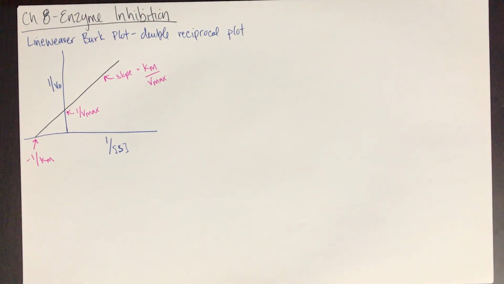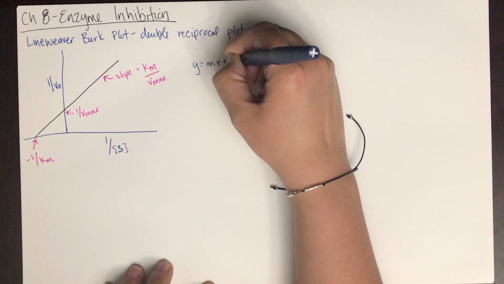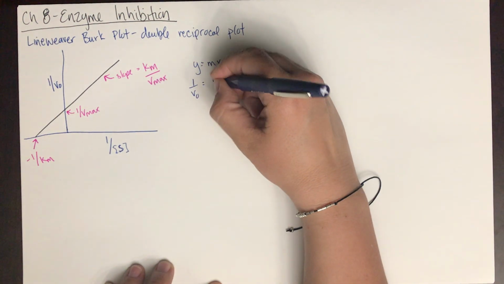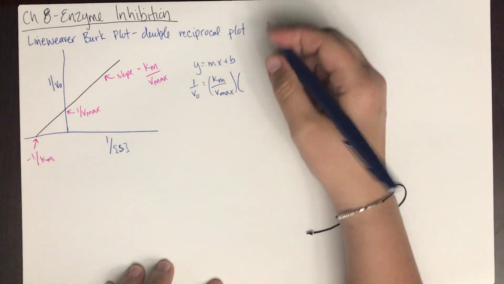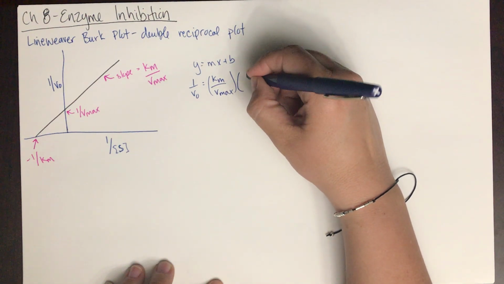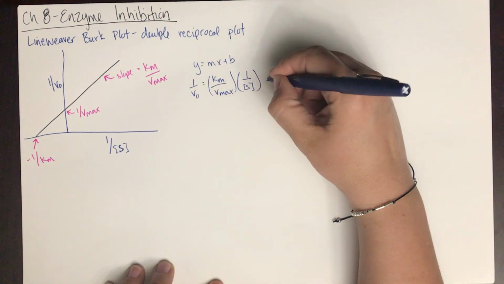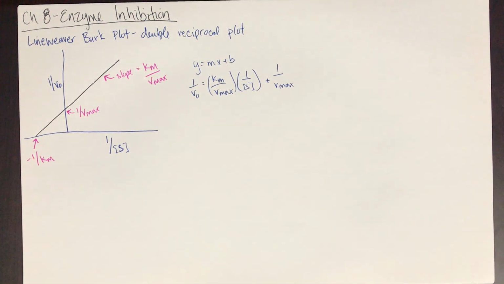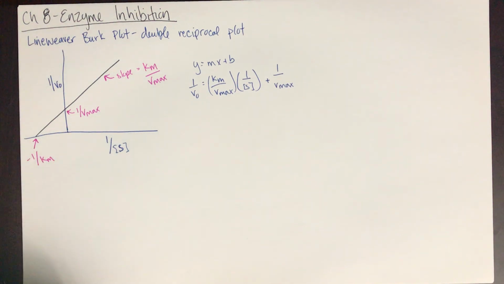So now we've put this in y equals mx plus b form. So if we wrote that, y equals mx plus b, y is 1 over initial velocity, slope is Km over Vmax, times x, which is 1 over the substrate concentration, plus b, 1 over Vmax. So this is the form that we use when we talk about enzyme inhibition. So enzyme inhibition is going to affect these differently.